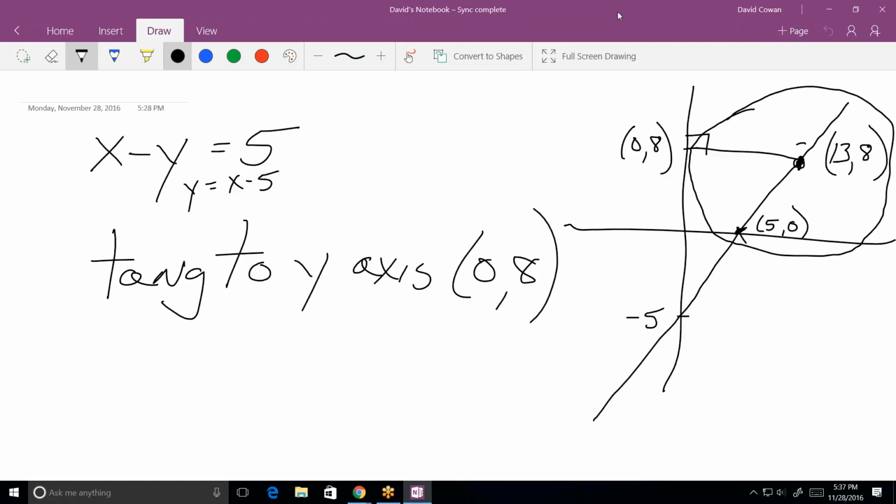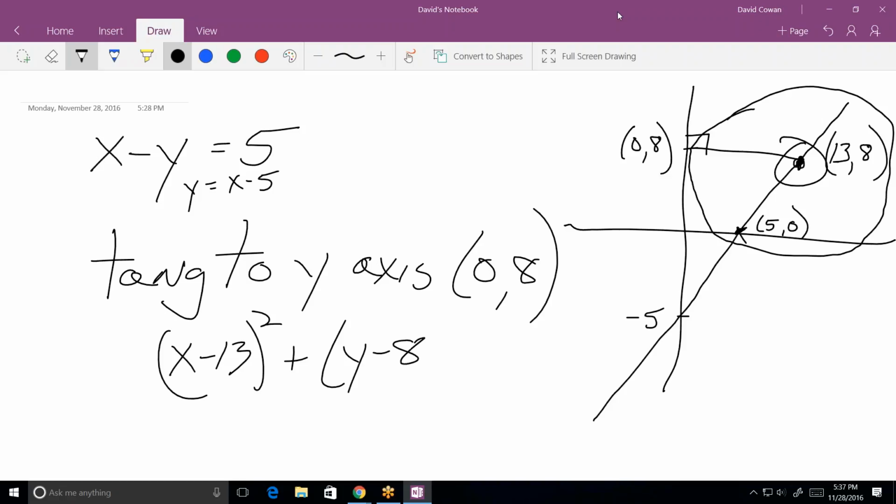Well, if this is the center, that's 13 to the right. So if you go 13 to the left. 13. Yeah. So what's our equation of the circle, based on all this information? X minus 13 squared plus y minus 8 squared equals the square root of 13? It's equal to r squared. Oh, so it's equal to 13 squared. So that would be 169. Yeah.